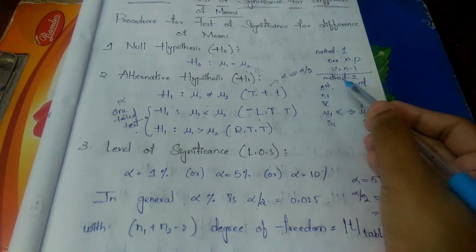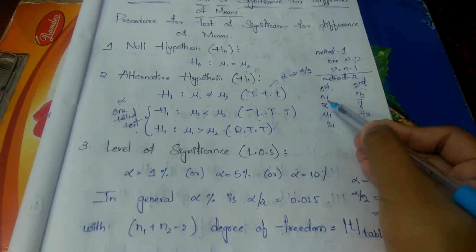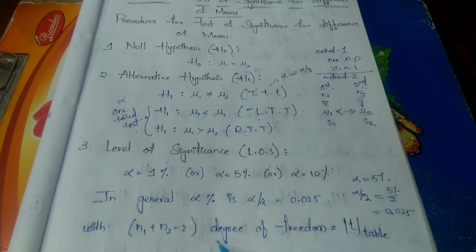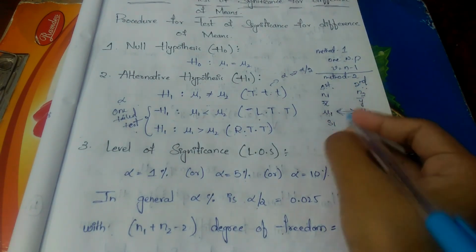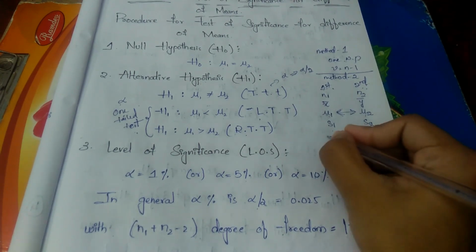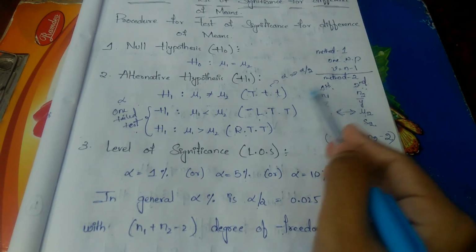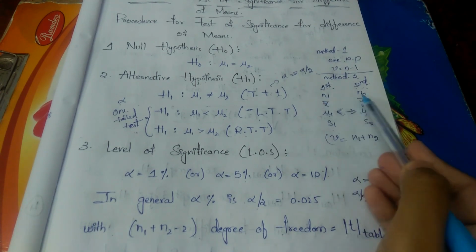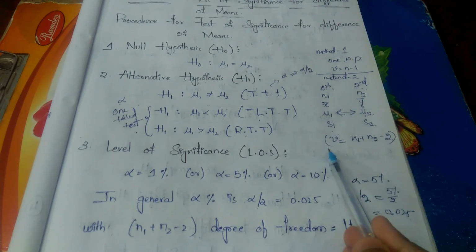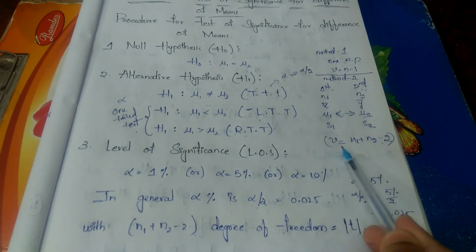But coming to method 2, we will have two different normal populations, where the first normal population has n1 number of samples and the second normal population has n2 number of sample sizes. So the degree of freedom also changes. Now in method 2, the degree of freedom, nu, is equal to n1 plus n2 minus 2. So this is the formula we will use.